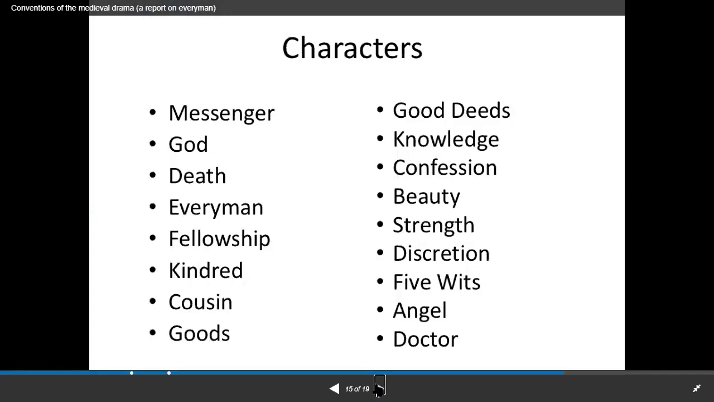Now the elements of the play. This is the most interesting part: how medieval plays were performed. If you remember, in Greek plays we had chorus, characters, music, settings and dialogues. But in medieval plays you find a messenger, the prophet, an actor playing prophet, God, death, Everyman, fellowship, kindred, cousins, goods, good deeds, knowledge, confession, beauty, strength. These are the themes and characteristics we find: desertion, five wits, angel, and doctor.